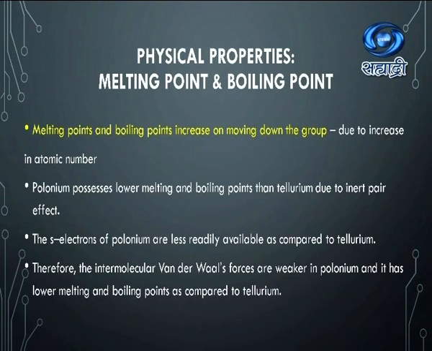Polonium possesses lower melting and boiling points than tellurium due to the inert pair effect. Students, last year we studied the inert pair effect. If we recall it, you will understand that polonium possesses lower melting and boiling points than tellurium. The s electrons of polonium are less readily available as compared to tellurium. This is the part of the inert pair effect. Therefore, intermolecular van der Waals forces are weaker in polonium and it has lower melting and boiling points as compared to tellurium.